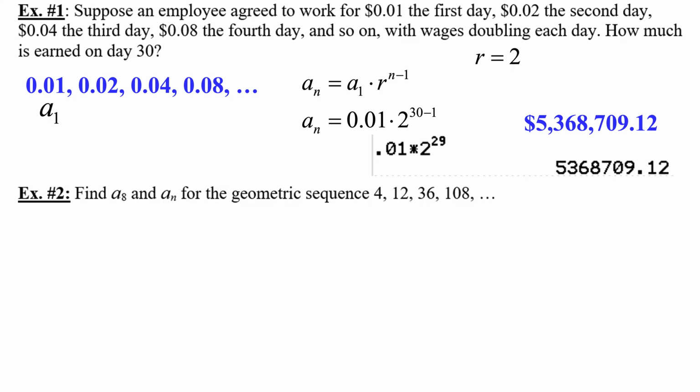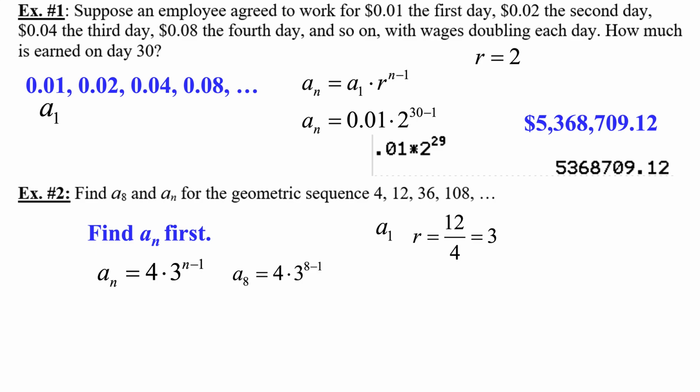All right, number 2, find a sub 8 and a sub n for the geometric sequence 4, 12, 36, 108. Well, just by looking at it, I can see the first term is a sub 1, and mentally I'm doing 12 divided by 4, so r is 3. So I might as well go ahead and find a sub n right away. Just plug in the values. A sub n is equal to 4, the first term, times 3 to the n minus 1 power.